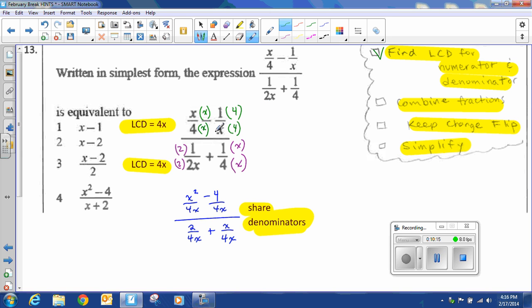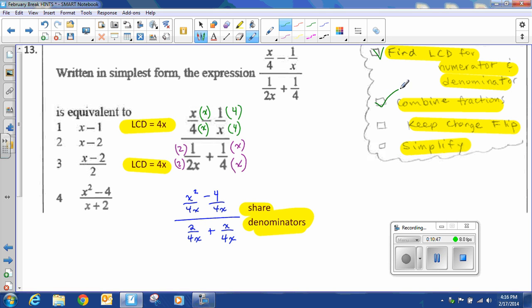So we're going to multiply by x in the denominator and the numerator here, multiply by 4 on the top and the bottom here. We end up with x squared minus 4. Both of the denominators are 4x. Now down here in the denominator, we're going to multiply by 2 and multiply by x over here. So as you can see, our LCD is also 4x. So we end up with 2 over 4x plus x over 4x.